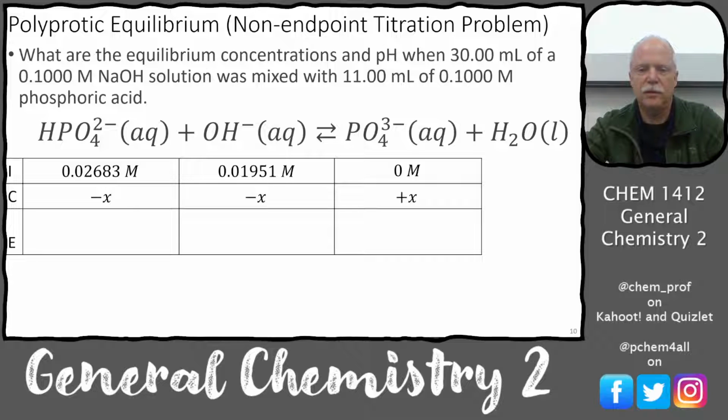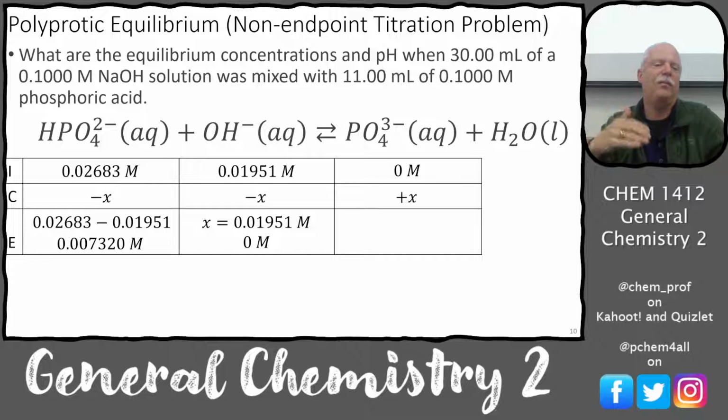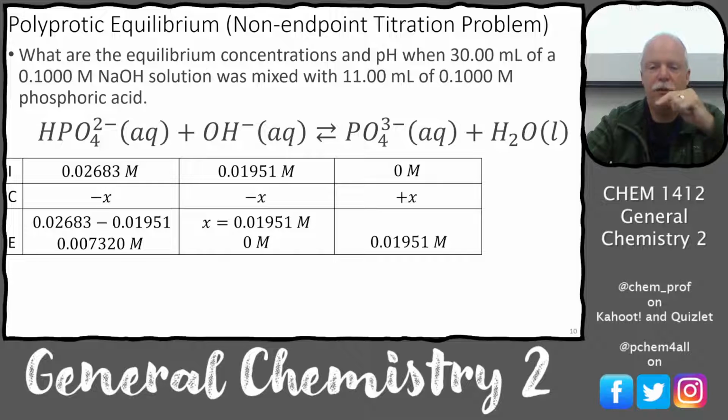The change row is, you should be familiar with that by now. Minus X on the reactants, plus X on the products. And we look at this and we have less base. So we're going to run out of base, finally. You get that down to 0. Subtract that from the 0.02683. And we end up with a really small amount of acid left over, 0.007320 molar. And then we add in the 1951 for the phosphate.